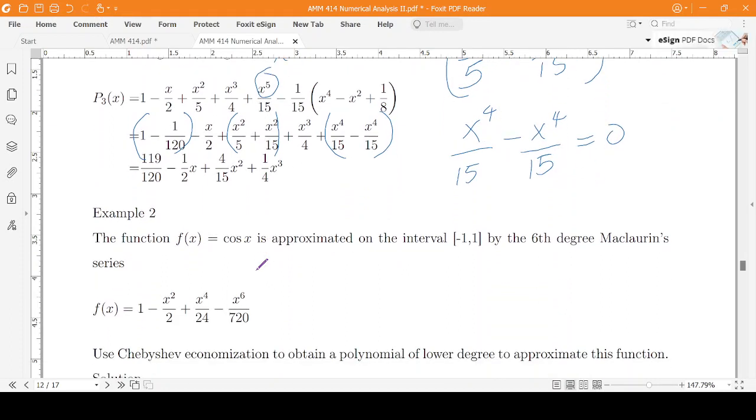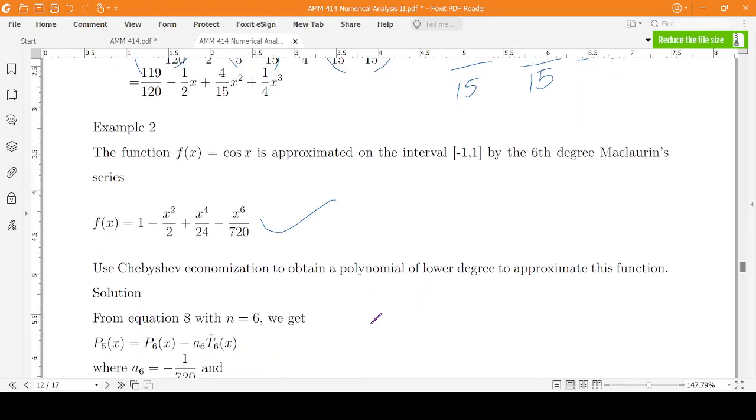We can do another example. We have the function f of x equals cosine of x. It's approximated on the interval minus 1 to 1 by the 6th degree Maclaurin series we have here. This is the Maclaurin series approximation using the first 4 terms. We want to use the Chebyshev economization to obtain a polynomial of lower degree to approximate this function.